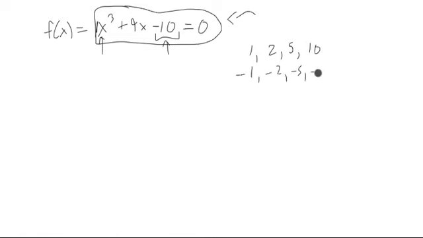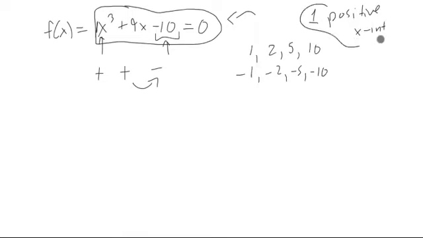Okay. Let's use Descartes' rule of signs. So if we were to put in, let's see, we see one sign change for right now, currently. So that means, well, for sure, there's one positive x-intercept. Now, what about negative x-intercepts or negative zeros?